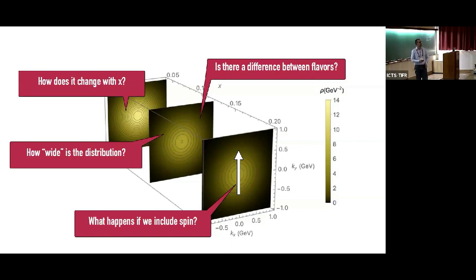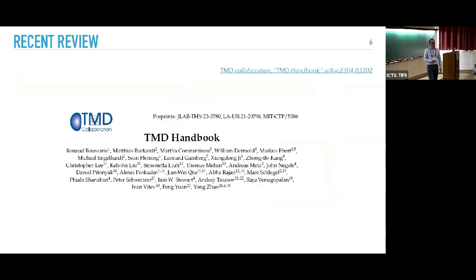TMDs are a huge subject by now. When I started my PhD, not even the acronym TMD existed. At that time, very few people were paying attention to these structures, but now it has become a mainstream subject. And if you want to have some feeling of the state of the art, there is this very nice review by the TMD collaboration called the TMD Handbook. This is 471 pages. So clearly one cannot condense the state of the art in a single talk, and not even in two talks if you include gluons. But if you want details, you can look there.